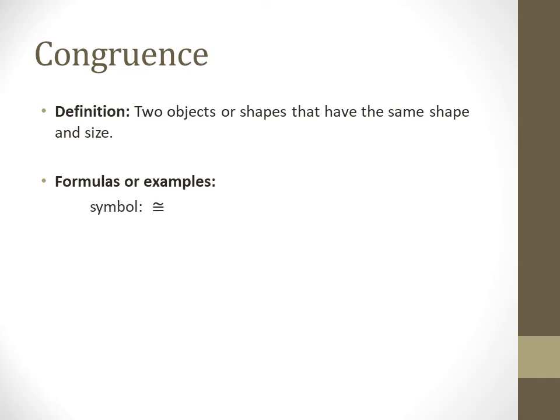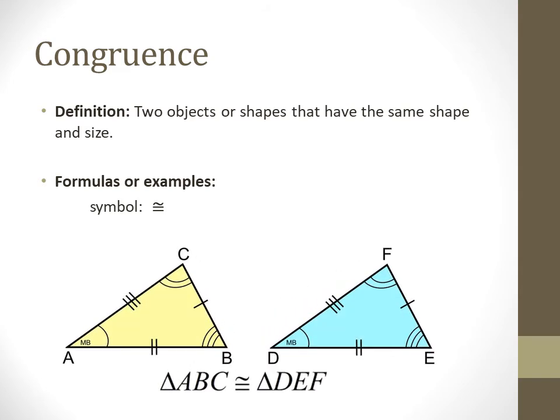Now, when things are congruent, we will use this symbol. Don't know how to describe it necessarily. Two lines with a wavy line on top. All right. But I want you to consider this, okay? Here we've got two triangles. Triangle A, B, and C, and triangle D, E, and F.